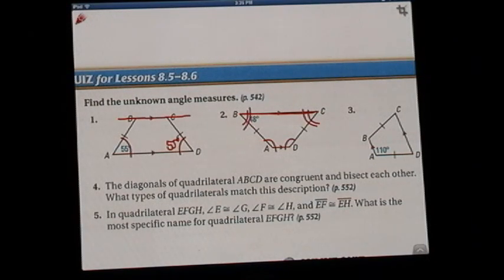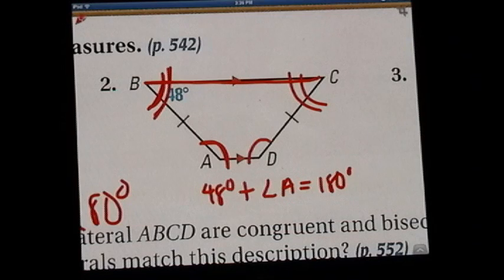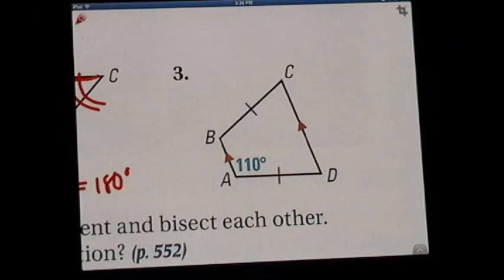Okay, so we also know that since we have parallel lines here, these are consecutive interiors, and consecutive interiors are supplementary. So 55 plus angle C has to equal 180. Same thing is true over here. Because these are parallel lines, these are consecutive interiors, so they have to be supplementary. So 48 degrees plus angle A must be equal to 180 degrees. I'll tell you the answers at the end.